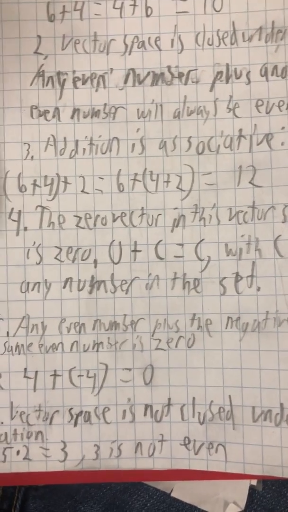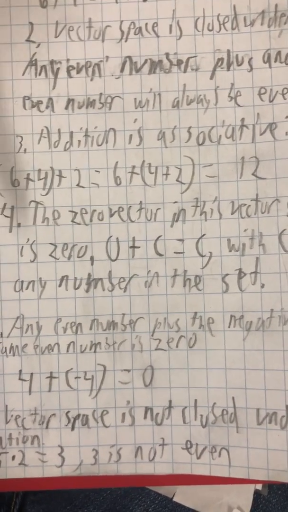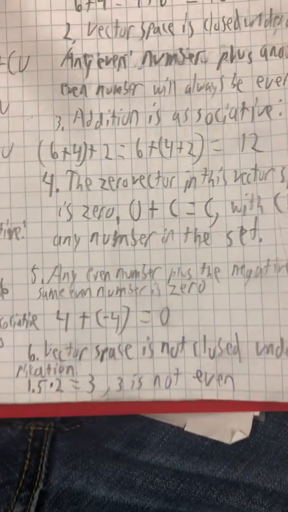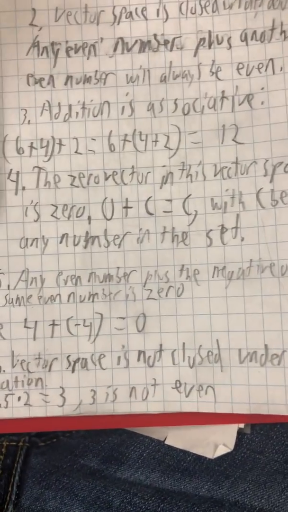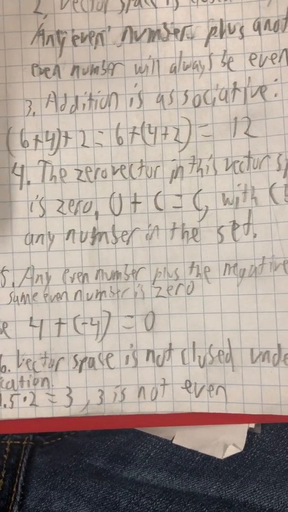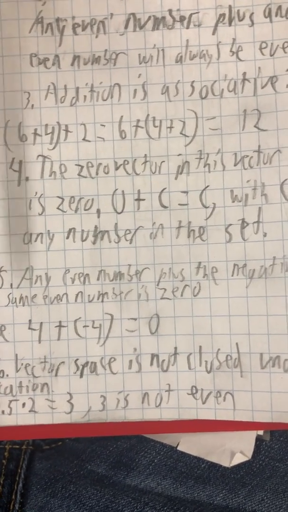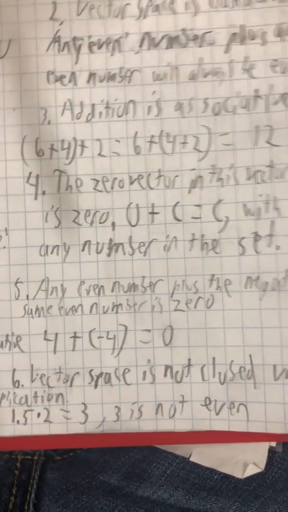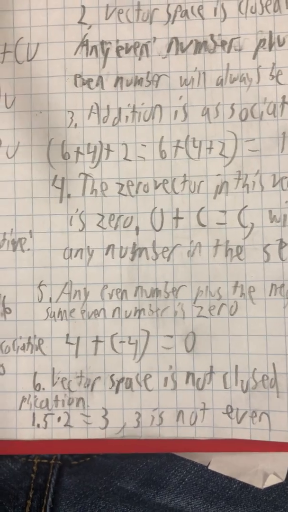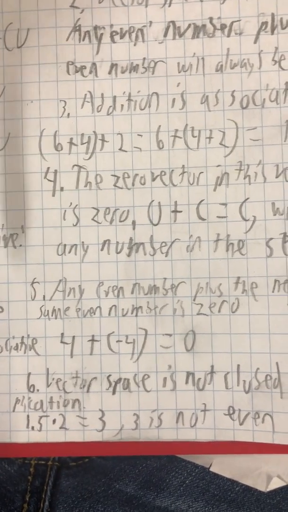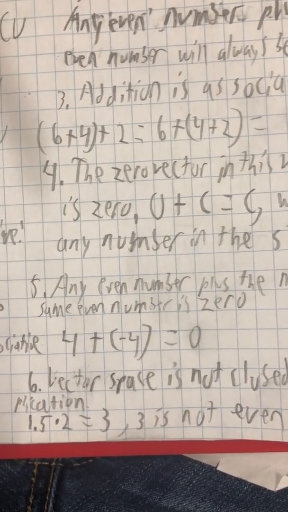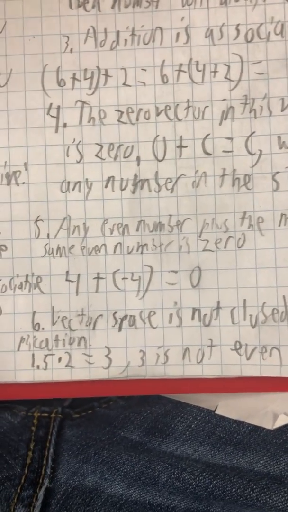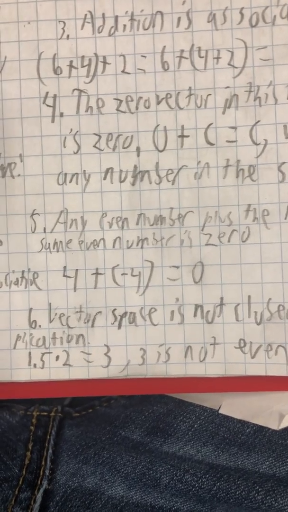And the zero vector in this particular vector space would be 0. And 0 plus any even number just gives you back the even number itself. And similarly, for any given even number, there's also a negative even number that, when added to it, will give you the zero vector. For example, take 4: when you add negative 4 to that vector, it will give you 0. The one axiom that's not satisfied is axiom number 6, where the vector space is closed under multiplication.